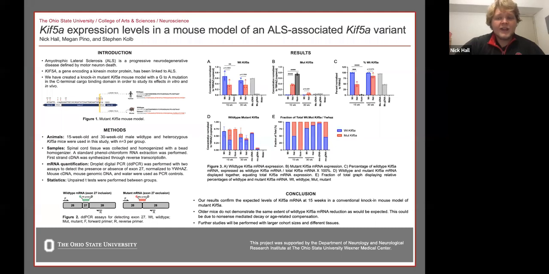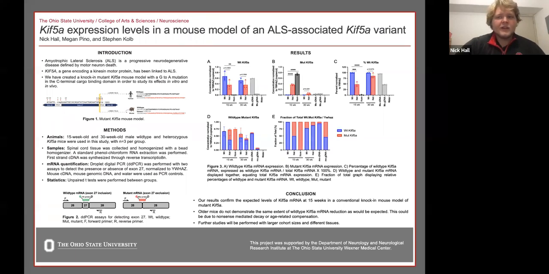To study Kif5a in vitro and in vivo, we created a knock-in Kif5a mutant mouse model with a guanine to adenosine mutation in the C-terminal cargo binding domain. As you can see here in figure 1, the mutation is located in intron 27 at the 3' splice junction of exon 27. This is because it is believed to disrupt normal splicing and cause skipping of exon 27, thus creating a mutant RNA and protein.